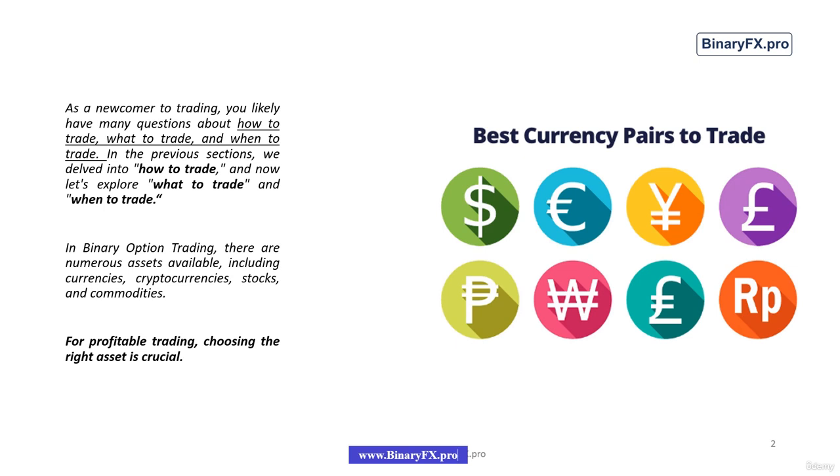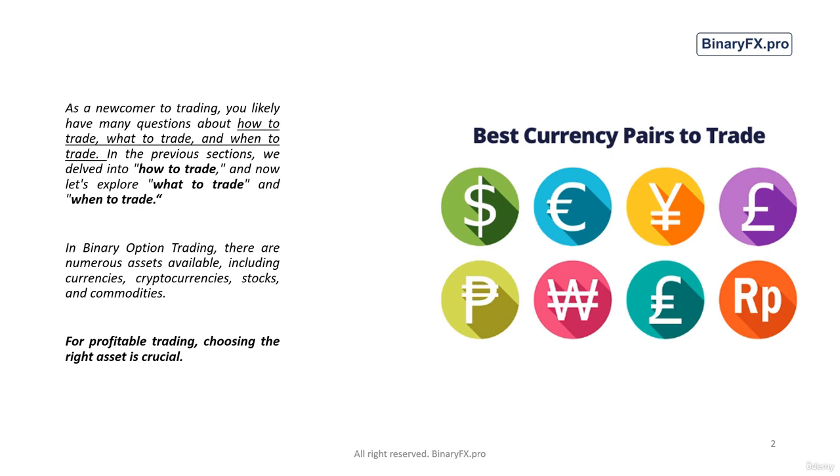In binary options, there are numerous assets available, including currency, cryptocurrency, stock, and commodity. For profitable trading, choosing the right asset is crucial. Below are the major currency pairs that we focus on and exclusively trade.